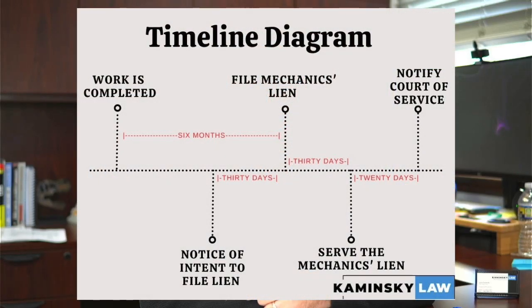Once you have all of those, you can then file your mechanics lien. Again, don't forget to serve it within 30 days and notify the court that it's been served within 20 days of service. If you have any questions, I know this is a complicated process.